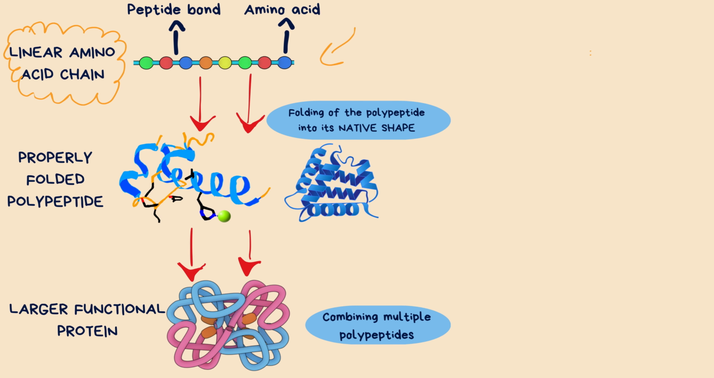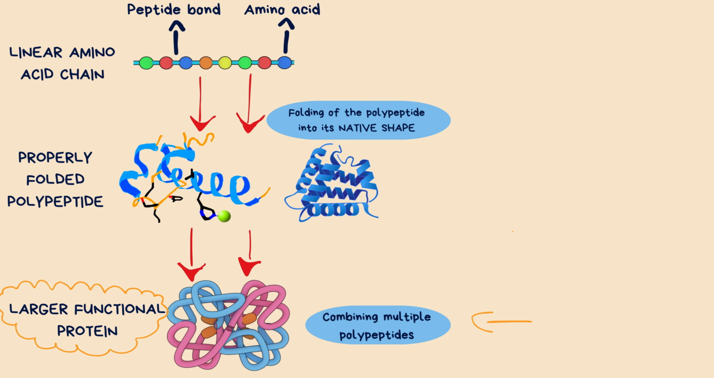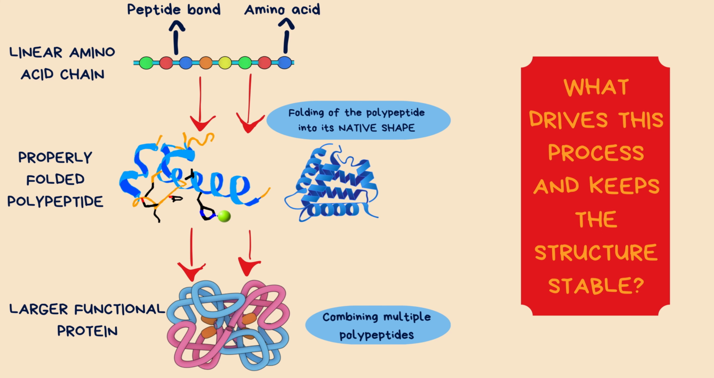Amino acids, the building blocks of proteins, link together in linear chains through peptide bonds to form polypeptides. But forming a simple chain is not enough. The next step in protein synthesis is folding that polypeptide into its specific shape or conformation, and then in some cases combining multiple polypeptides to create a larger functional protein. Now, what really drives this whole process and keeps the protein stable?